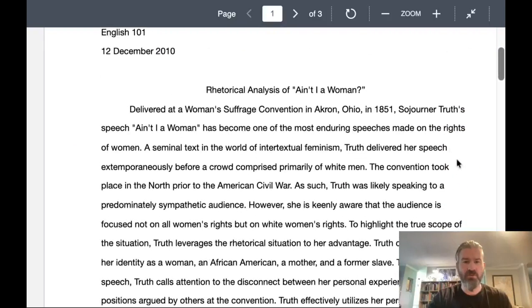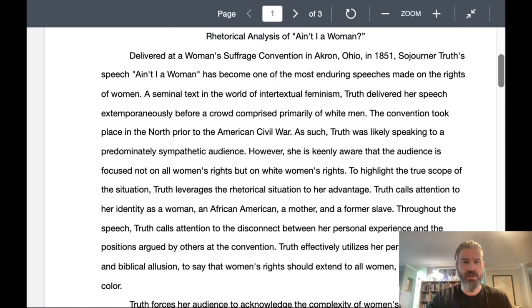Okay, so we're going to look at the very first paragraph on its own. It says, "Delivered at a women's suffrage convention in Akron, Ohio in 1851, Sojourner Truth's speech, 'Ain't I a Woman,' has become one of the most enduring speeches made on the rights of women. A seminal text in the world of intersectional feminism, Truth delivered her speech extemporaneously before a crowd comprised primarily of white men. The convention took place in the North prior to the American Civil War. As such, Truth was likely speaking to a predominantly sympathetic audience."